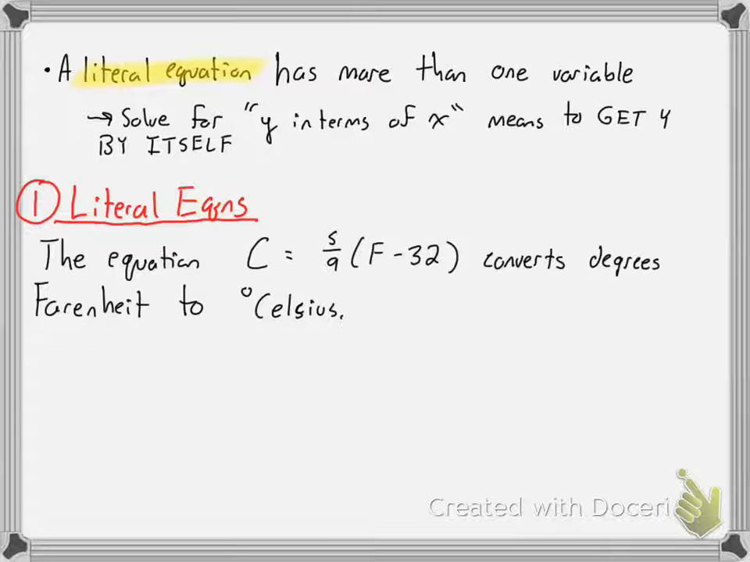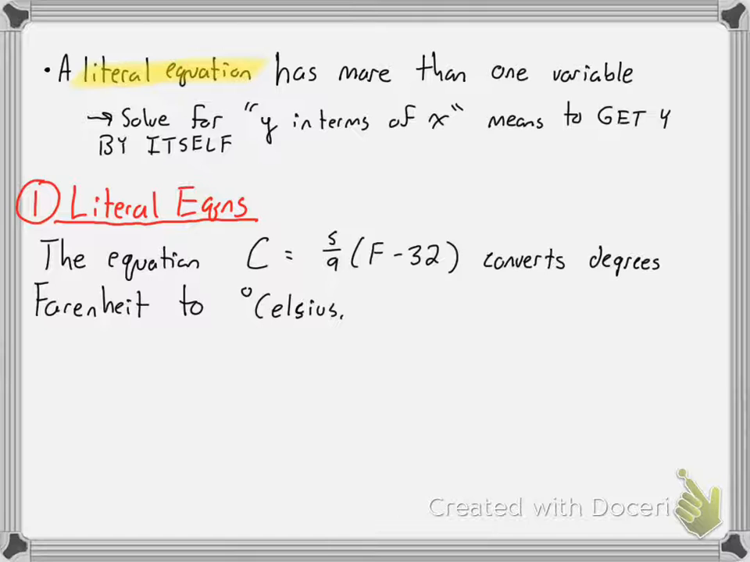So in our first example, let's look at a temperature equation. The equation C equals 5 over 9 (F minus 32) converts degrees Fahrenheit to degrees Celsius. This equation is super helpful if I have degrees Fahrenheit. For example, today it's 80 degrees out. If I wanted to convert that to Celsius, I would just plug in 80 for F and it would spit out what that converts to in Celsius. But what if I was given Celsius and I wanted to convert to Fahrenheit? That's where solving a literal equation would be helpful.